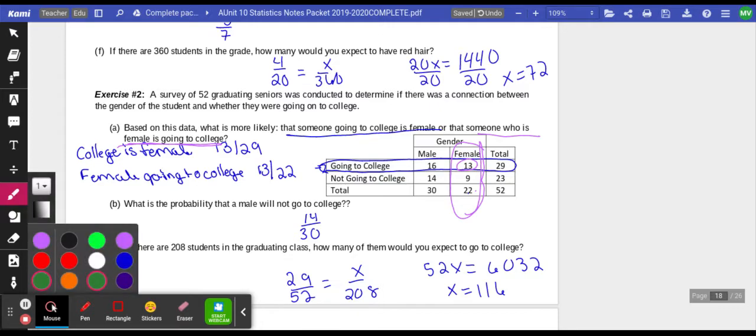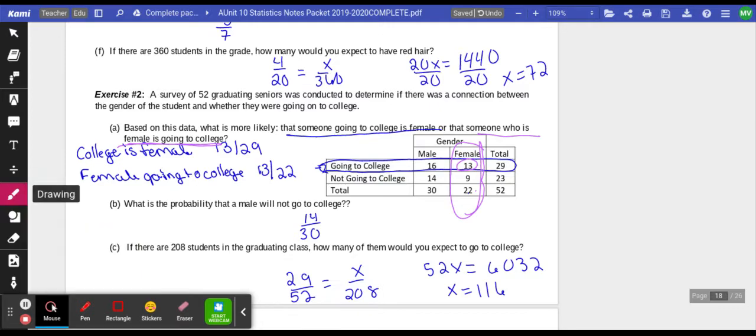Now when we look at B, what is the probability that a male will not go to college? So there we're looking at our male column, which is a total of 30, not go to college. So that's 14 out of 30. If there are 208 students in the graduating class, how many of them would you expect to go to college? So there we go, going to college, that's 29 out of the 52 equals X over 208, cross multiply, and we get 116.